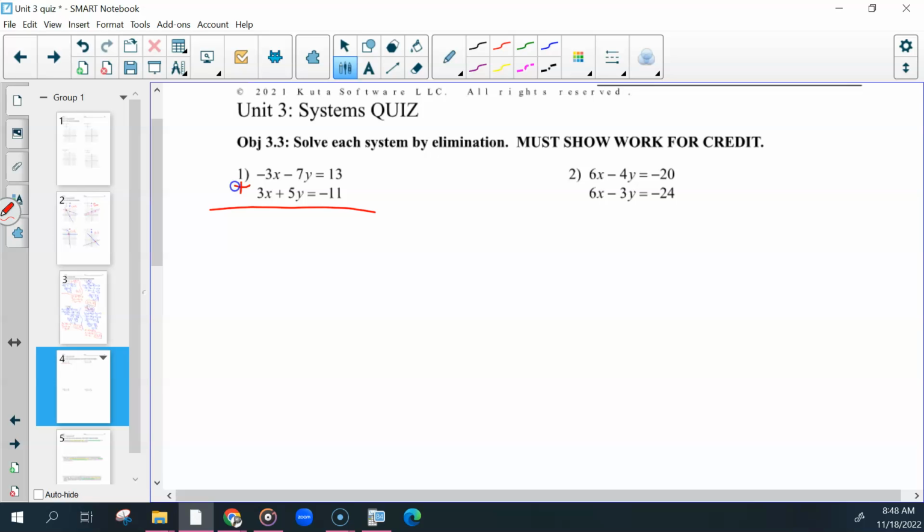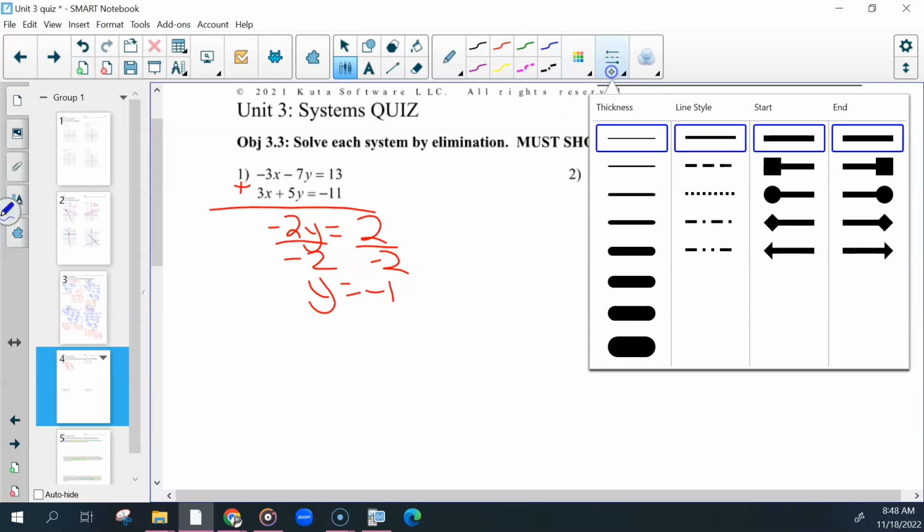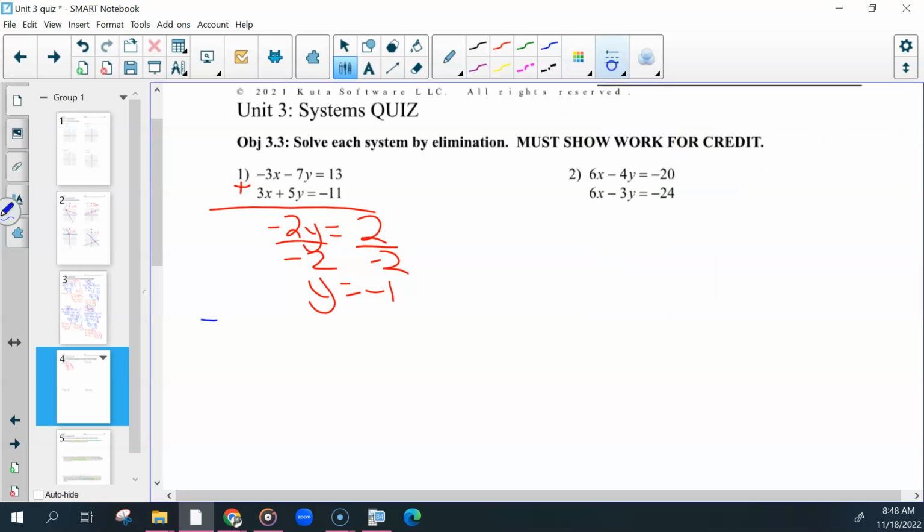Negative 7 plus 5 is negative 2y. 13 plus a negative 11 is 2. Y should have been a negative 1. If you got a positive 1, it changed the rest of your work, so be careful with that. And then put that back into one of your problems and solve for x.